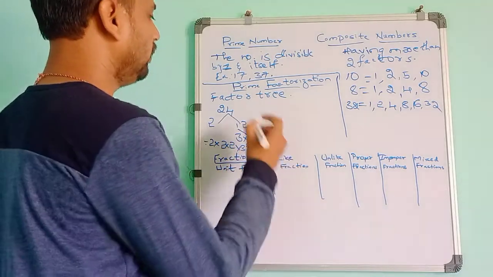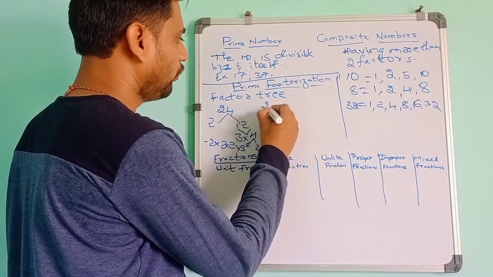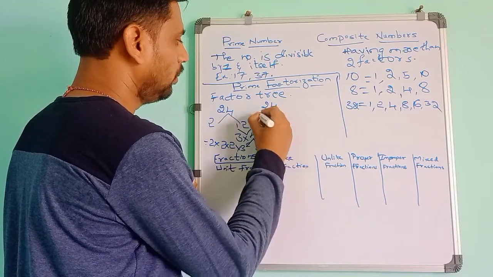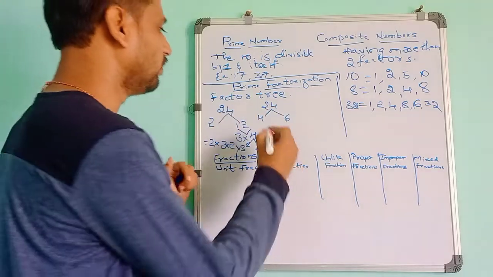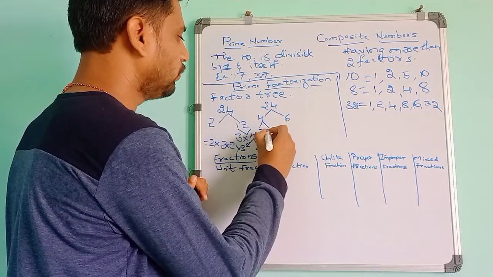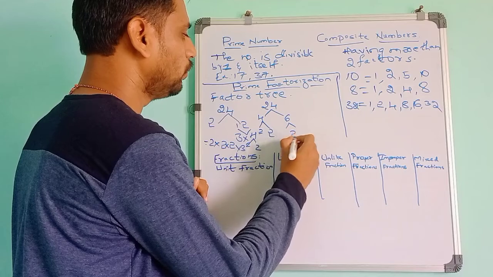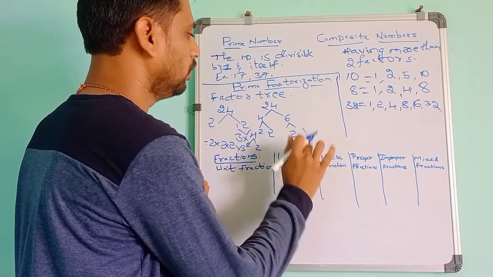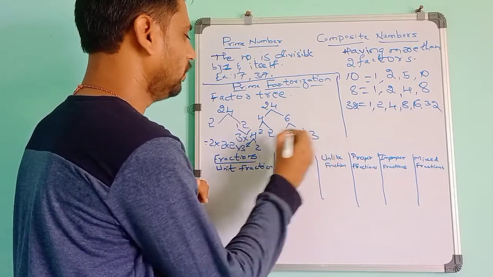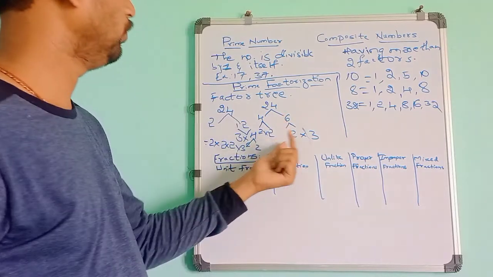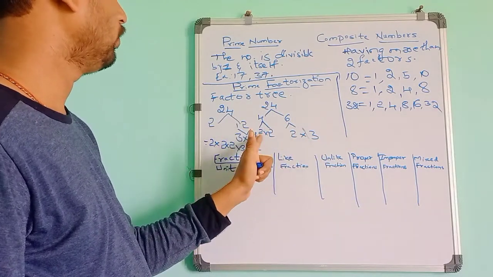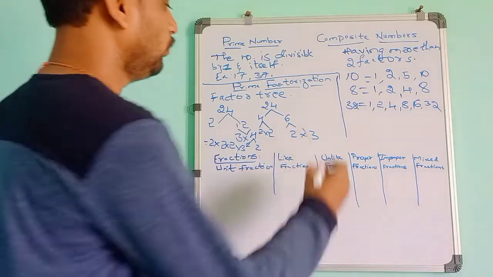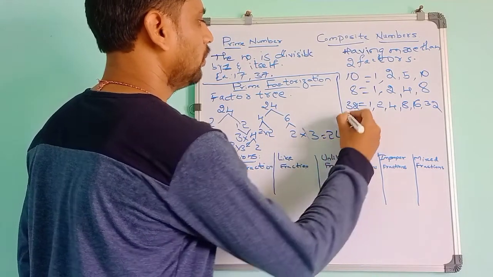You can do this in a different way also. 24 is 4 into 6, taking the maximum numbers. So 4 into 6. 4 is 2 into 2, and 6 is 2 into 3. So 2 2s are 4, 2 3s are 6. So 2, 2, 2, 3. Same answer is coming. 2 2s are 4, 4 2s are 8, 8 3s are 24. So the total answer is 24.